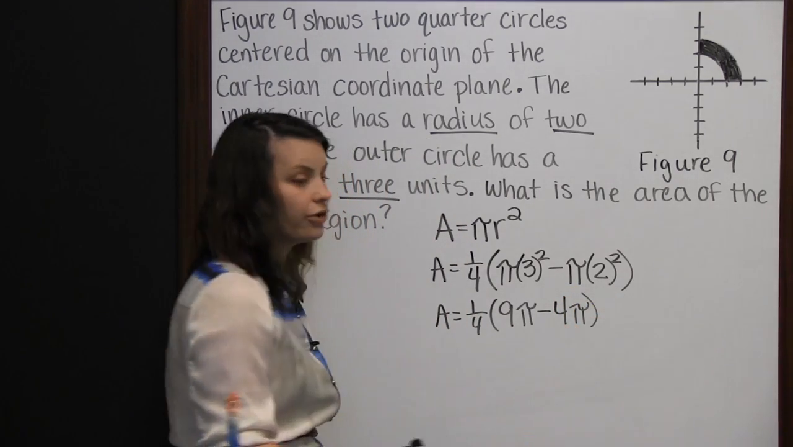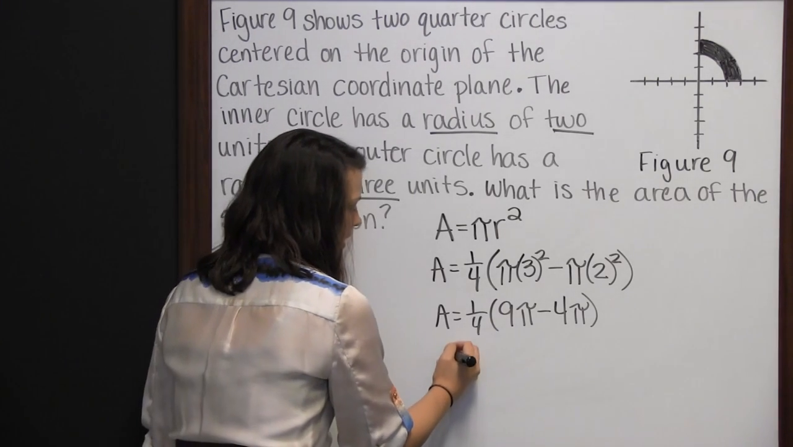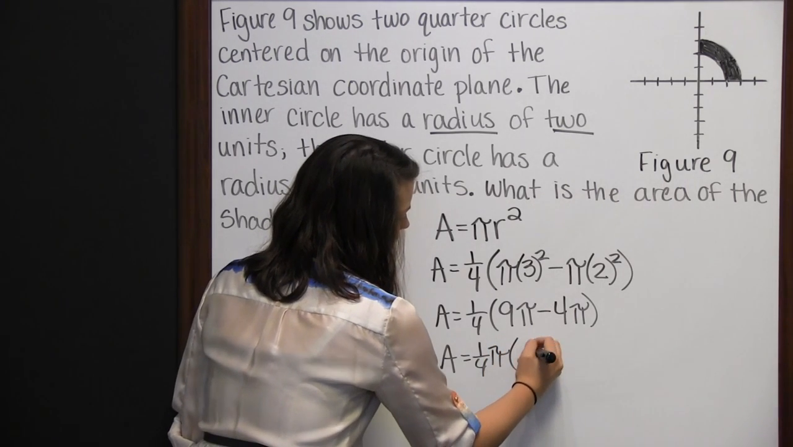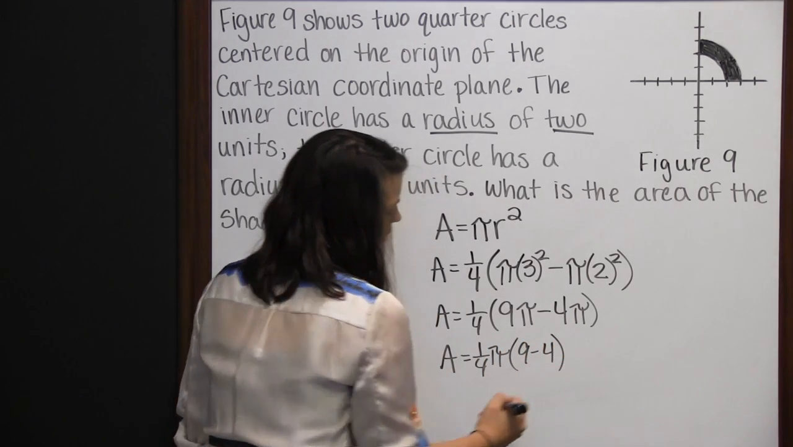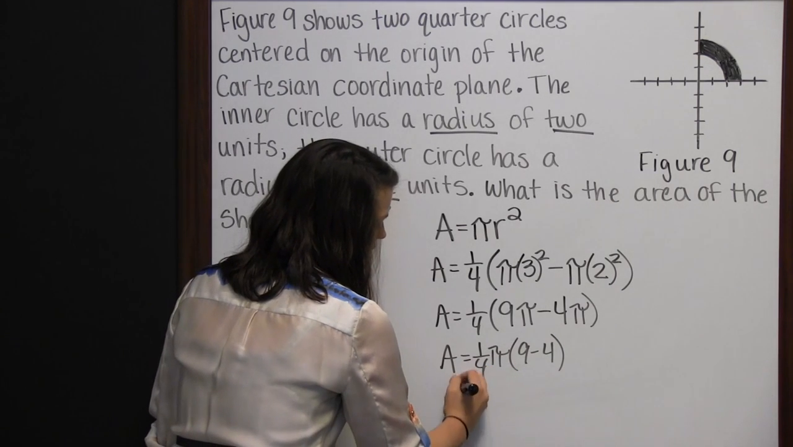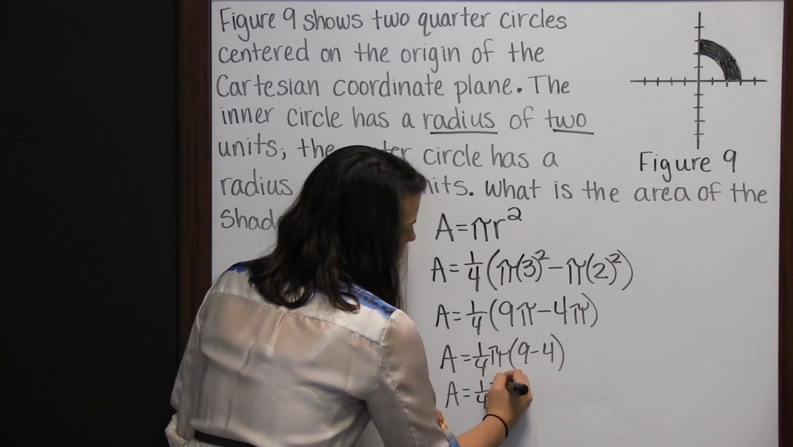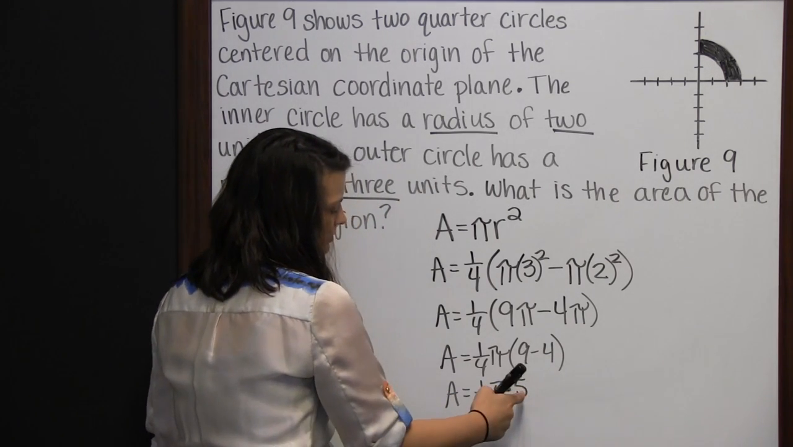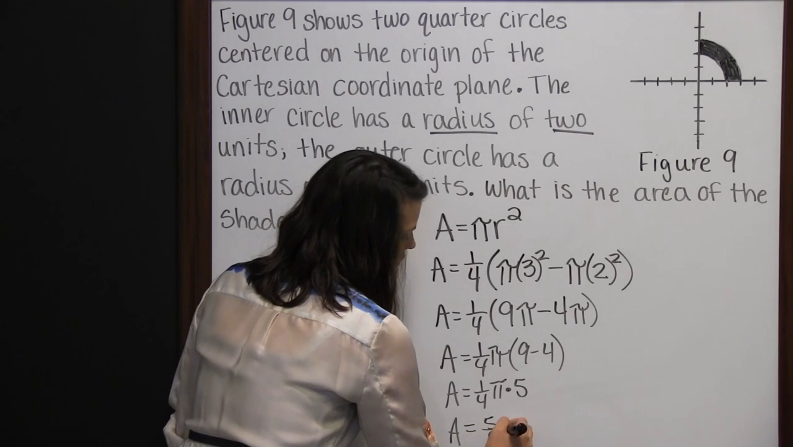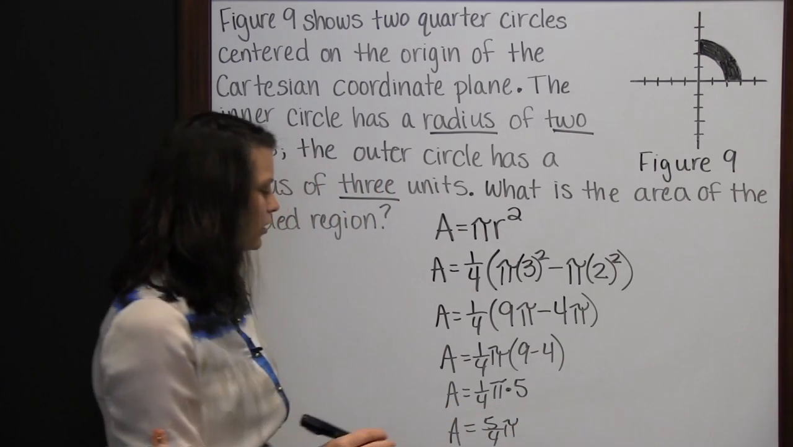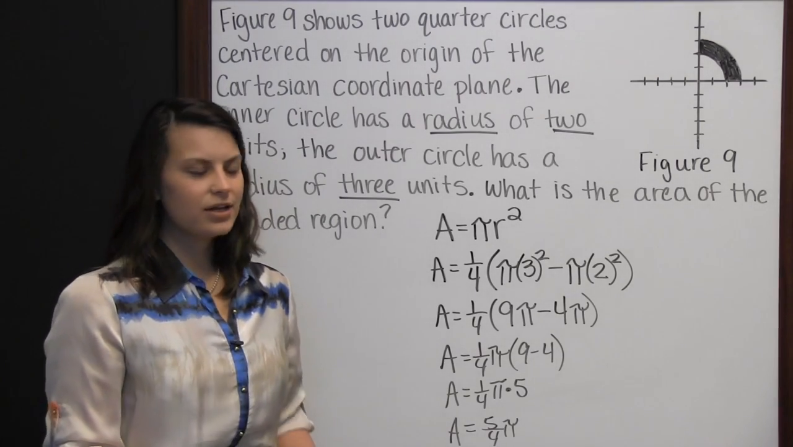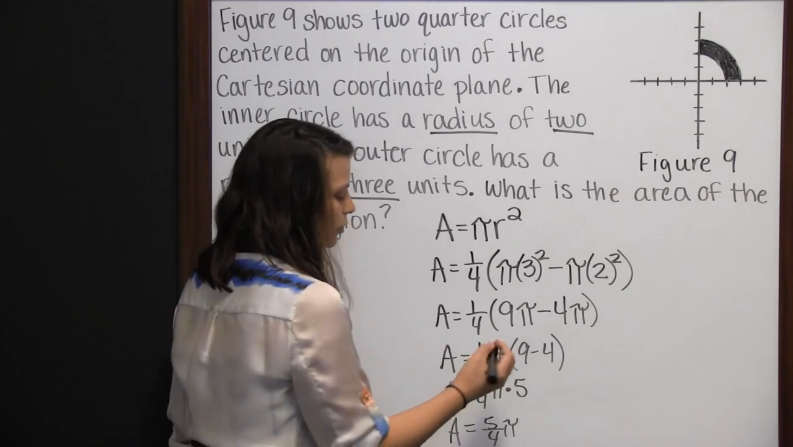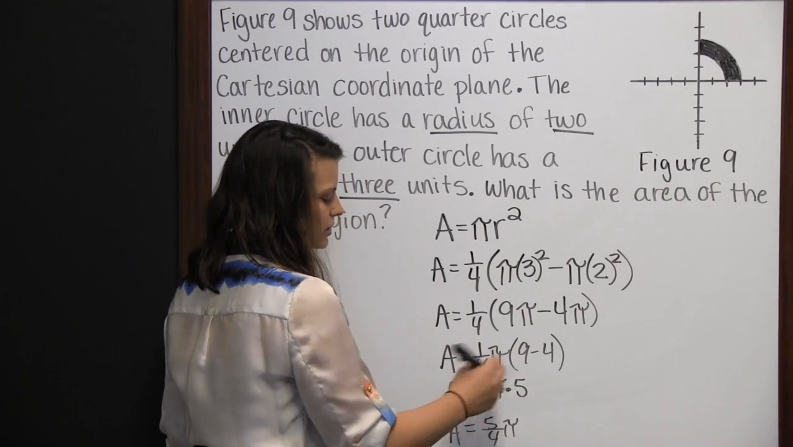Now, since each one of these terms has a pi in it, we can factor the pi out. So we get area equals 1/4 pi times the quantity 9 minus 4. And then we can simplify 9 minus 4, so we have area equals 1/4 pi times 5. And 1/4 times 5 is 5/4, so that's 5/4 pi. But of course, if you're needing to bubble this in on an answer sheet, then you don't have the option of bubbling pi. So we're going to have to multiply 5/4 times pi.